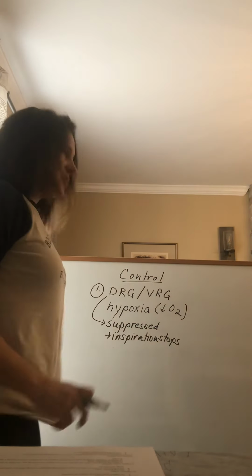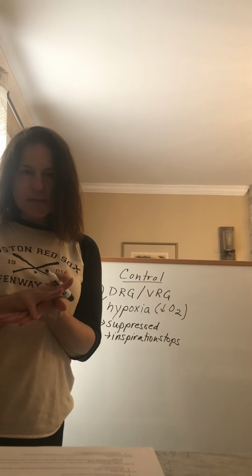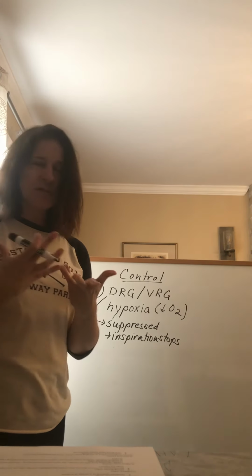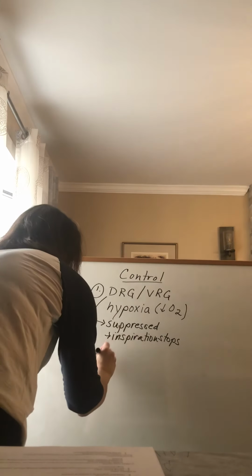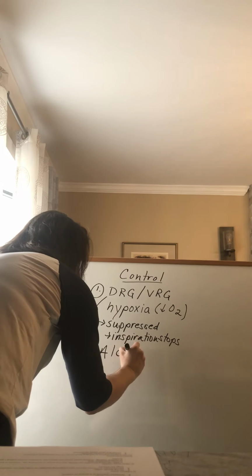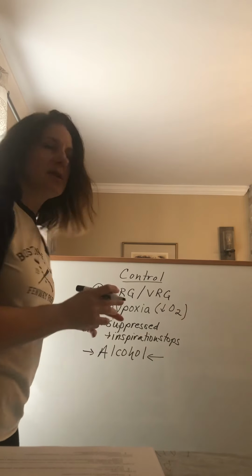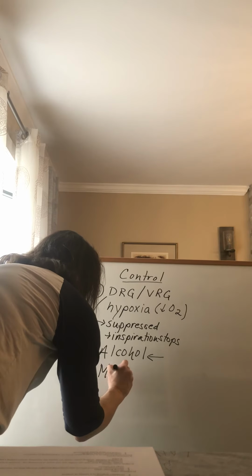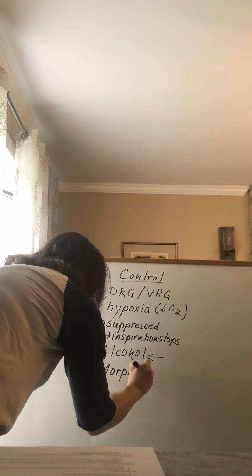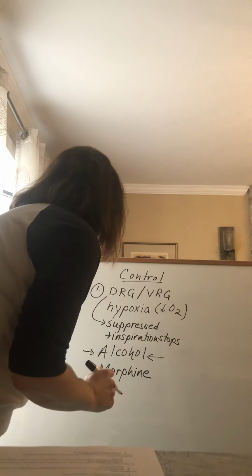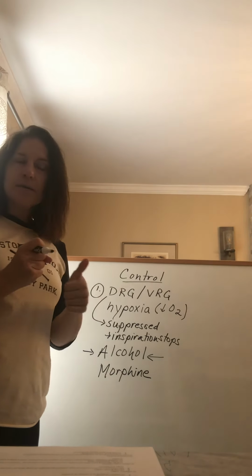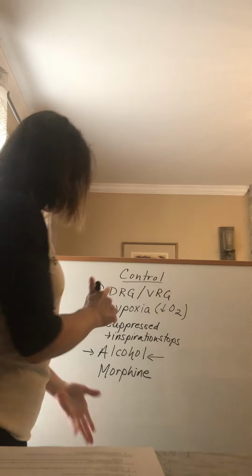So anything that would depress this part of your central nervous system could potentially suppress breathing, which is very dangerous. So what types of things do that? Alcohol. Remember, alcohol is a central nervous system depressant. Morphine. Morphine is an exogenous, meaning it's coming from the outside, opiate.